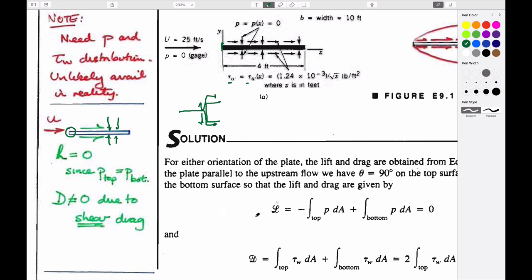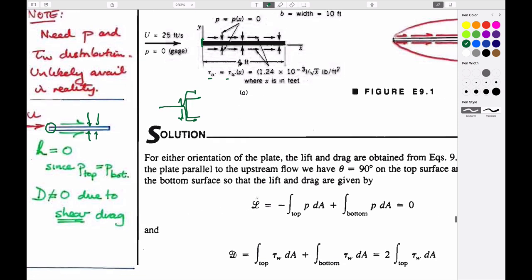But if you look at the lift from the pressures that are defined across here, you can imagine that the pressures acting across here are also integrated along the length of it. And if you look at P, is it cosine theta?